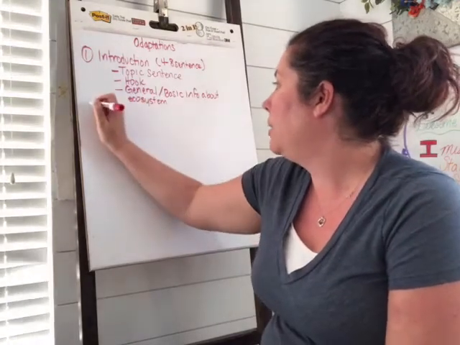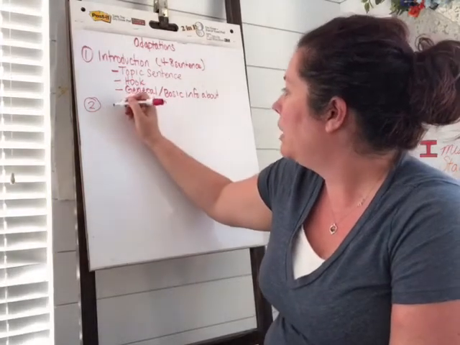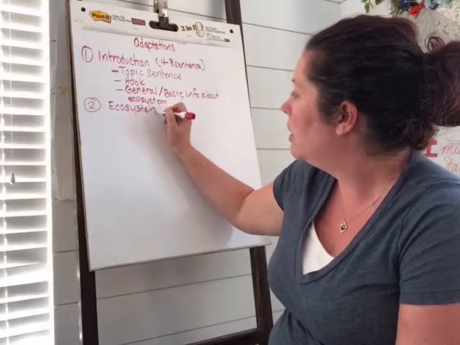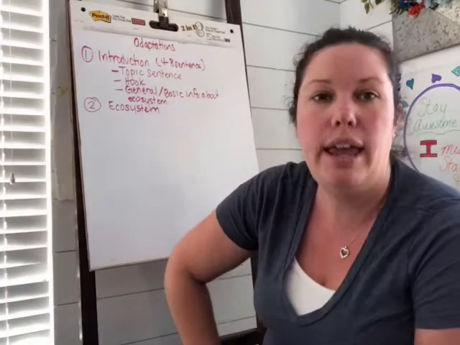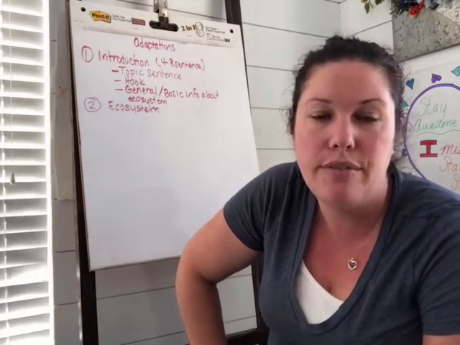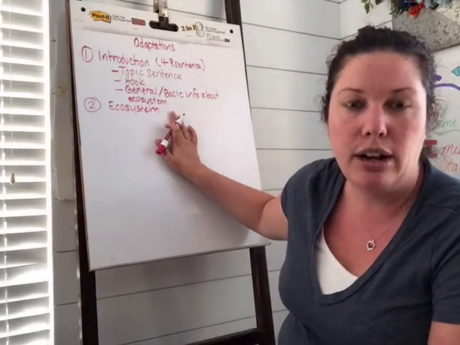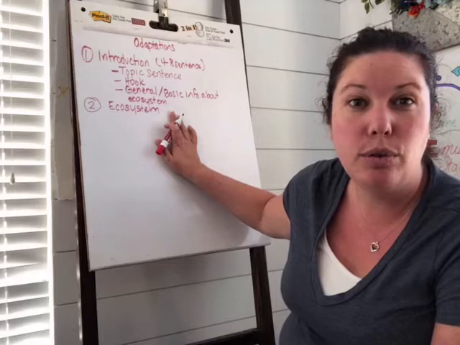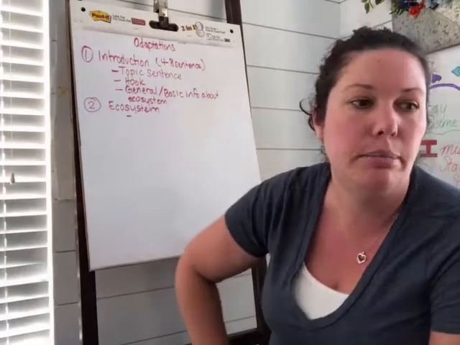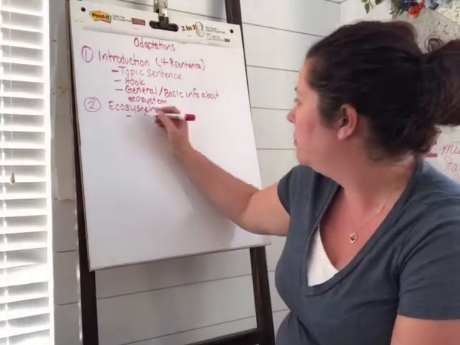So the second paragraph, the supportive paragraph, we're going to talk about our ecosystem, okay? So whatever ecosystem we chose. I'm just going to put ecosystem here because I'm not choosing an ecosystem, because each one of you is going to have a different ecosystem to write about. So if you're writing about the taiga, you would write that here. If you're writing about the rainforest or the ocean, that would go here. Okay, what are you going to include in this paragraph? You're going to include what makes your ecosystem unique, okay?